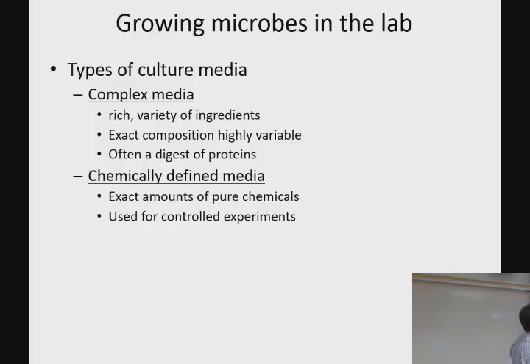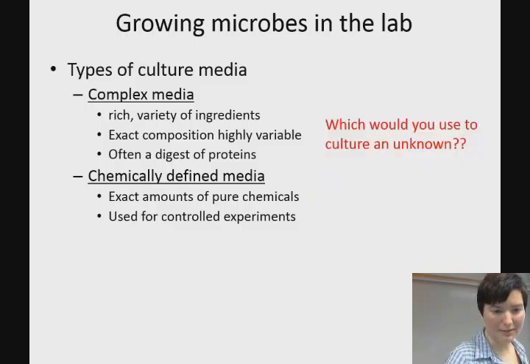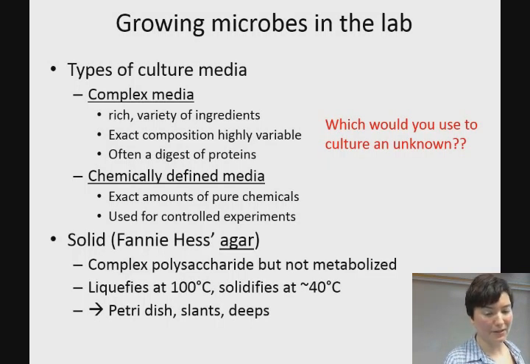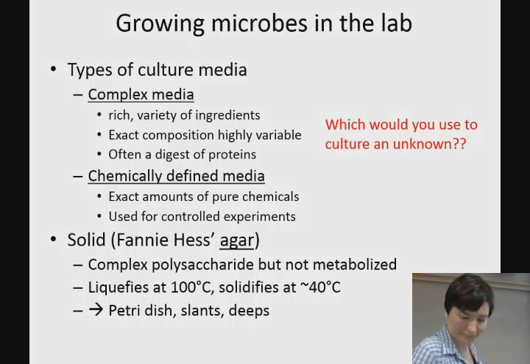As opposed to a chemically defined media where, again, you measure out exact amounts of pure chemicals so you know exactly what's in there. And so this would be useful for controlled experiments. This is going to be useful for just growing a lot of different kinds of things. If you had to culture something that you hadn't worked with before, which of these would you probably use? The complex, right? Because you don't know at the outset what its cultural requirements are going to be, so you have to just give it as many different things as you can. We grow them in this lab a lot of times on solid agar. And you'll see we have dishes, slants, deeps. You'll work with all of those.